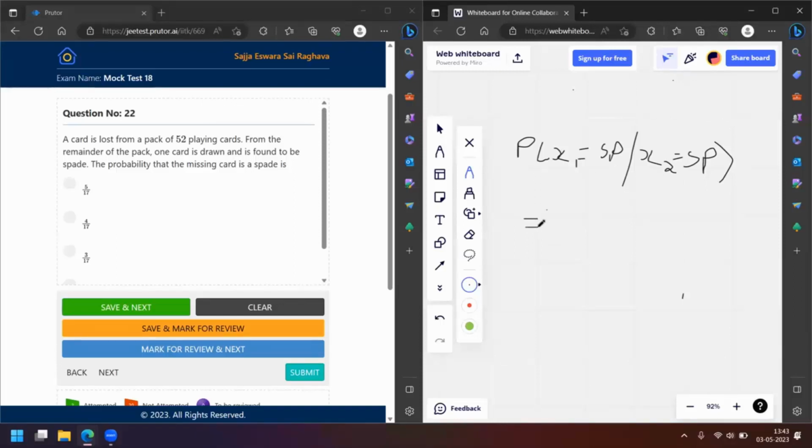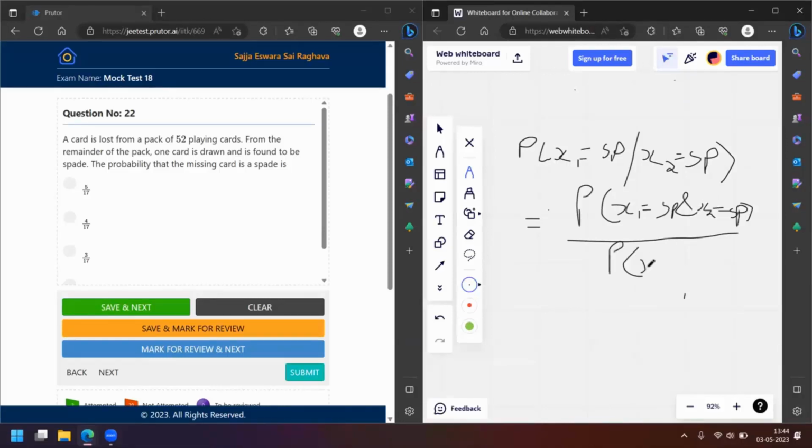So this can be found: x2 is equal to spade. In the numerator we will easily get the probability of a spade, 4 by 52, and the probability that the second card is a spade given that the first card is a spade is 3 by 50. Now we have to find the probability that the second one is a spade.